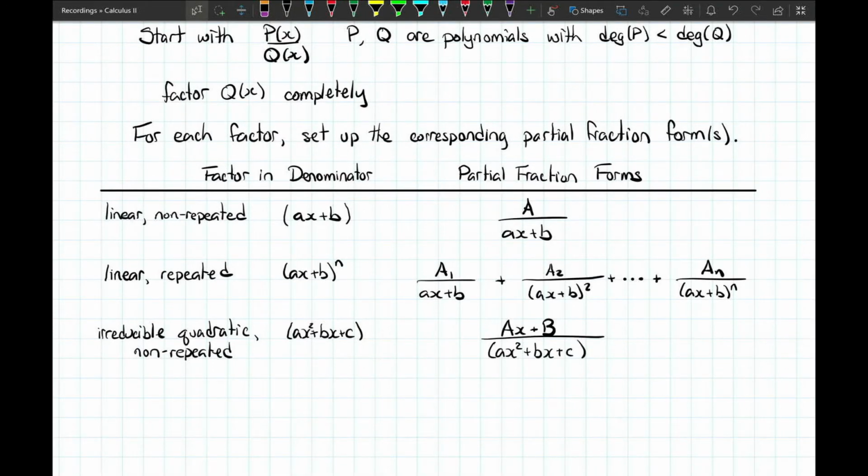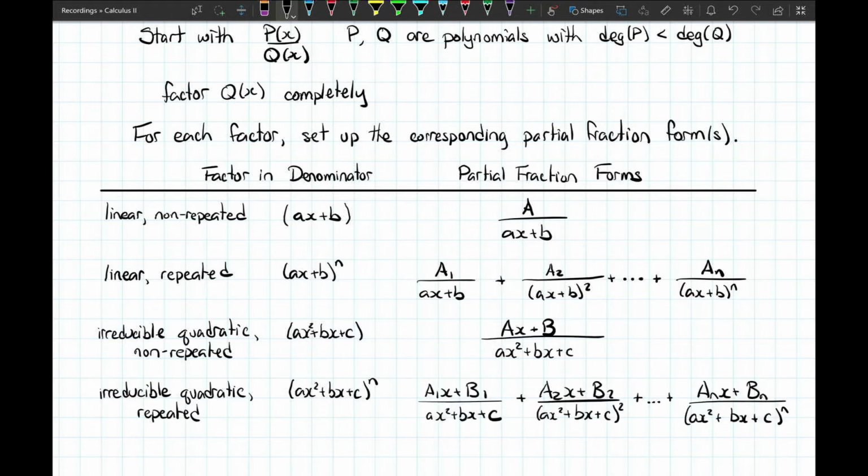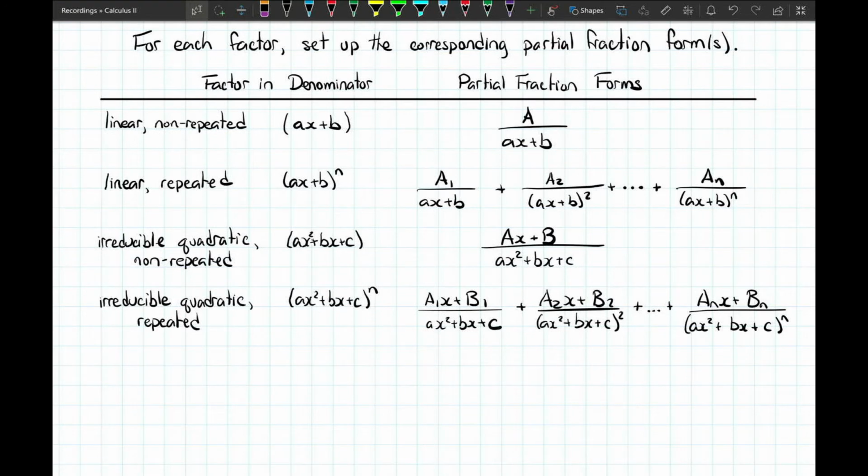Last but not least, it is possible to have an irreducible quadratic factor in the denominator that is repeated. That's where we'll have something of the form (ax^2 + bx + c)^n, where n is greater than 1. Much like our repeated linear case, we will have to have a series of partial fraction forms with the powers of the denominator increasing from 1 to n. And since there are no other cases of potential factors in the denominator, these are the only partial fraction forms that we'll ever need to use in order to decompose our rational expression into partial fractions.